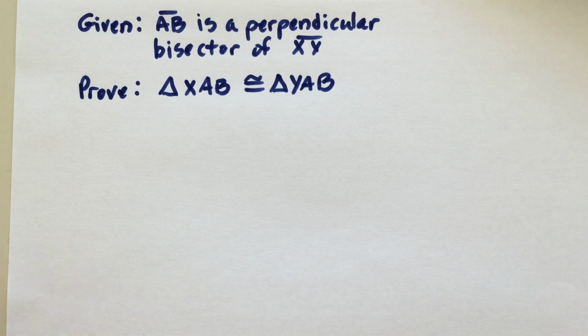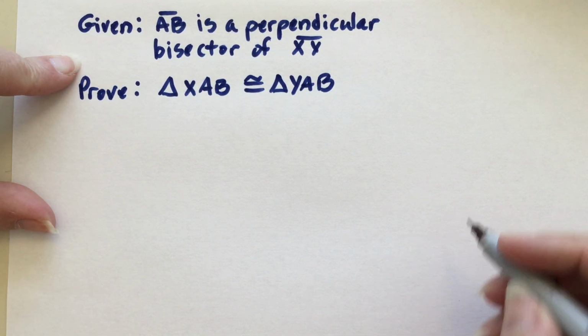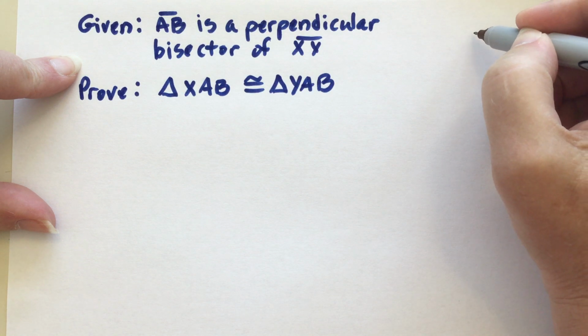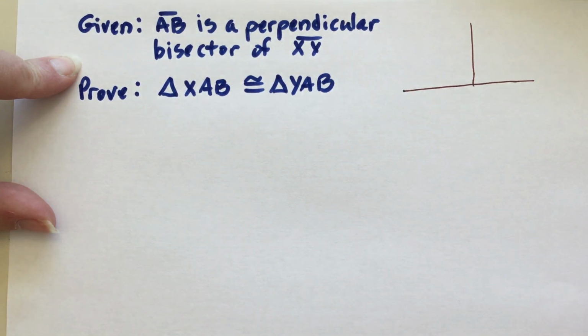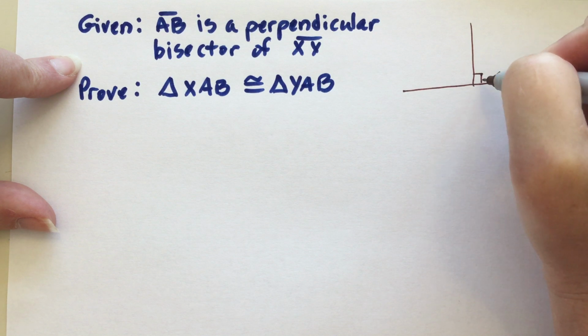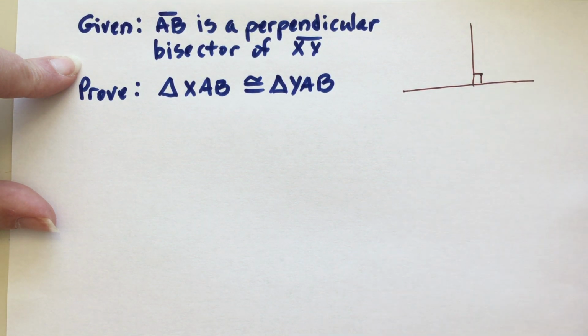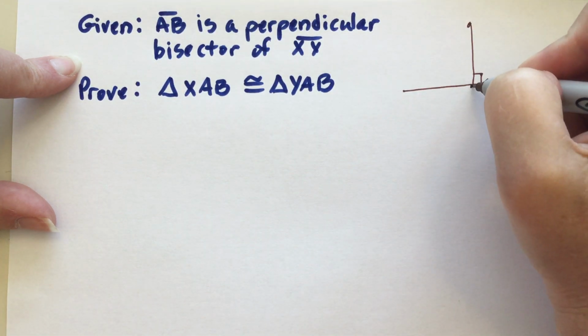I'm going to start by drawing AB, a perpendicular bisector to XY. Perpendicular means 90 degrees. Bisector means chops right in half. Now, my drawing might not be perfect, but this is a 90-degree angle, or it's supposed to be, so I'm going to mark it that way. Perpendicular. Here's A, here's B.